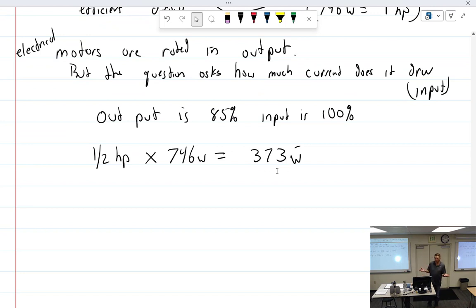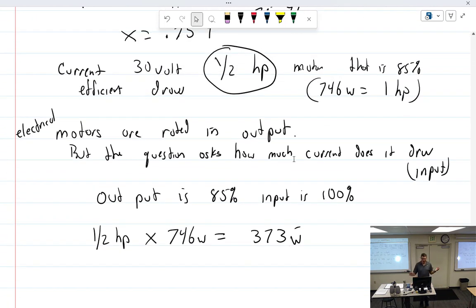So I could rewrite the question and say: how much current does a 30 volt, 373 watt motor that is 85% efficient draw from the bus? See what I did there? I just took that horsepower and converted it to watts. So now I have a usable number.